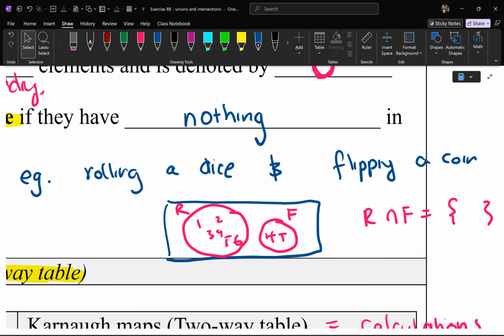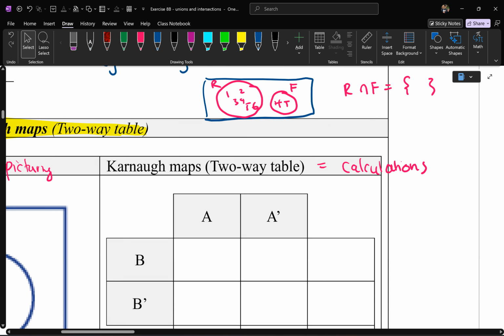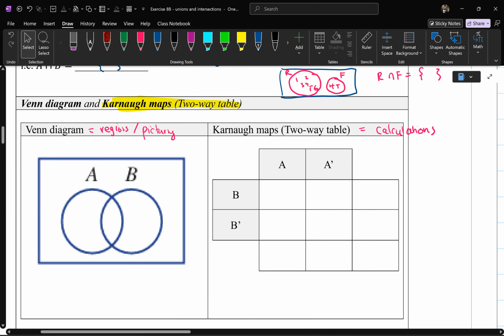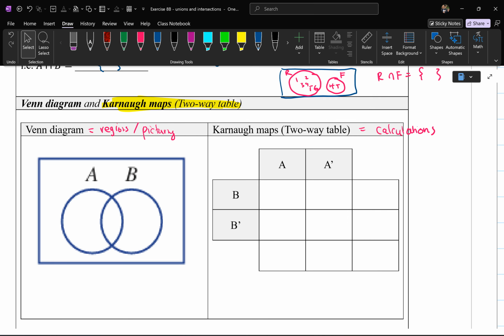That's group R, that's group F. But if you were to do it in a two-way table, it's harder to see. So Venn diagrams are great for visualizing the problem. Two-way tables are best for you to solve the problem. But they are actually the same. They're just two different things that focus on two different things.